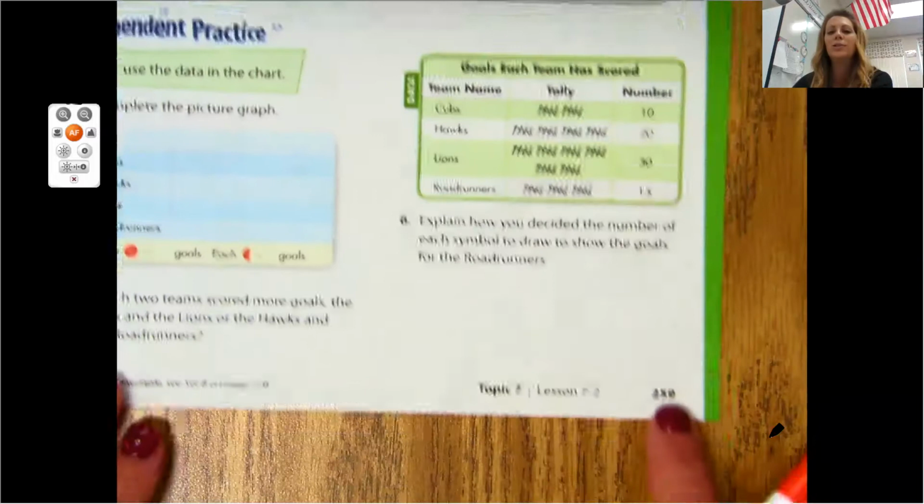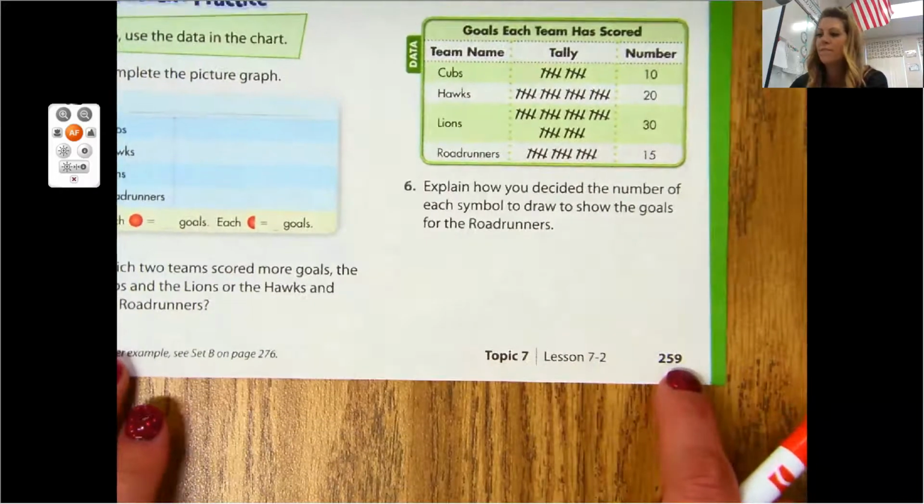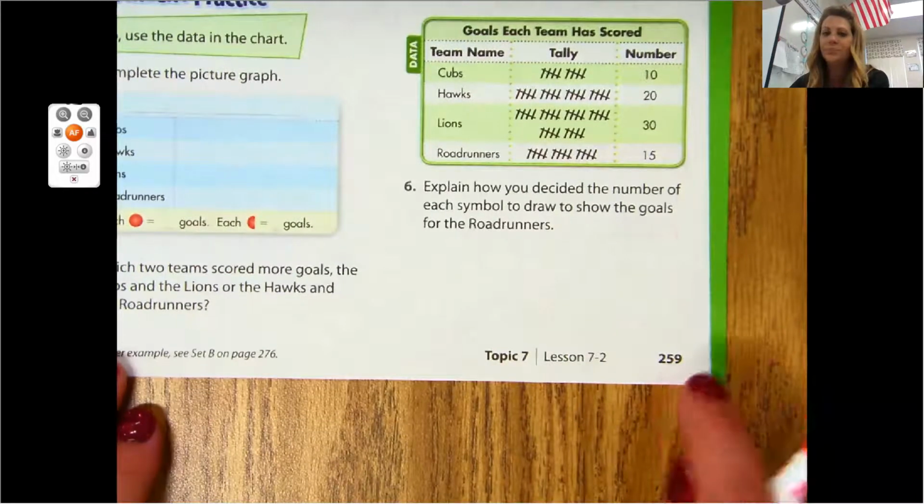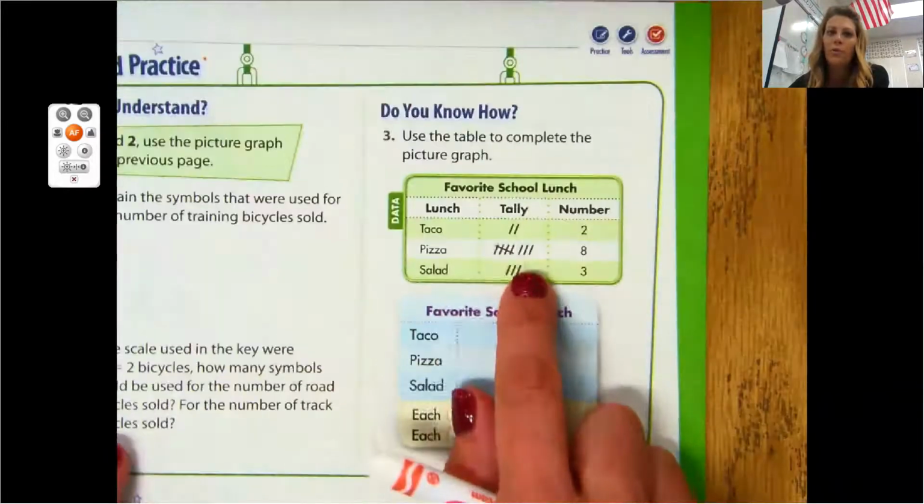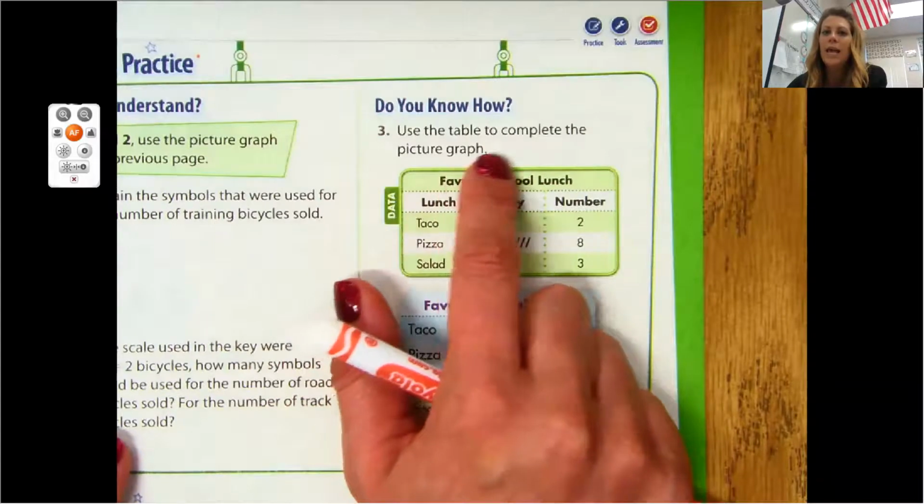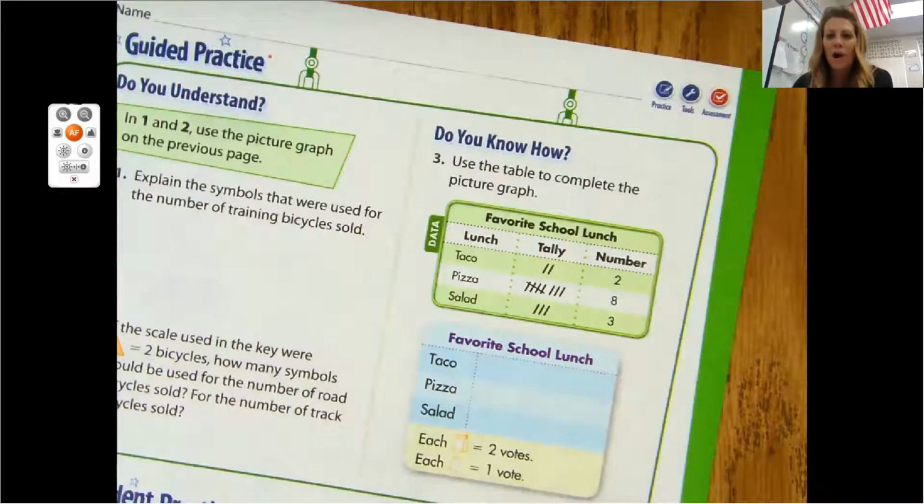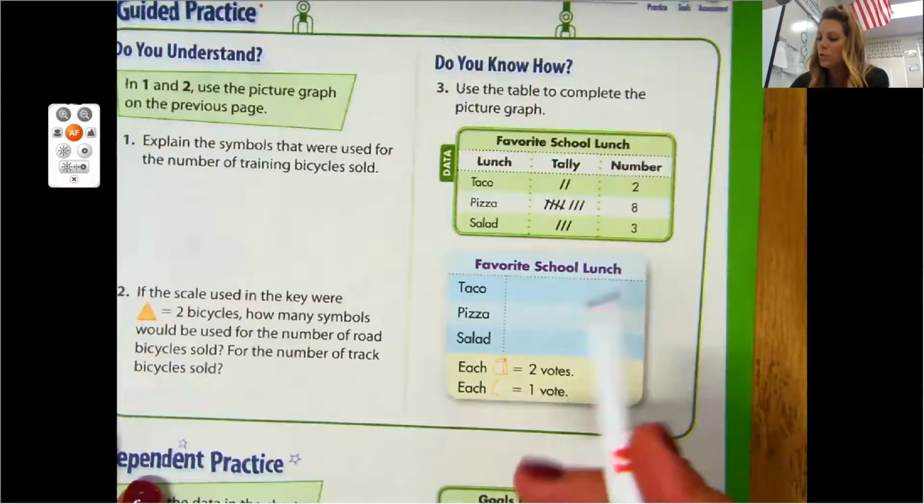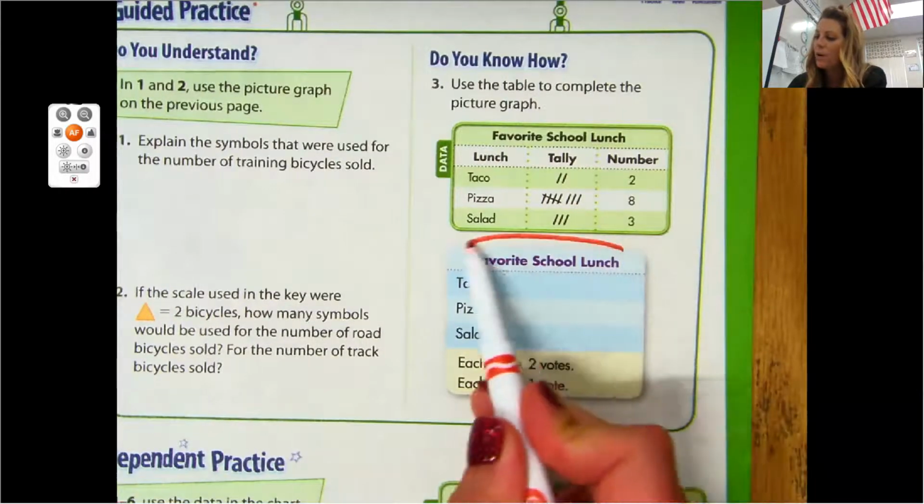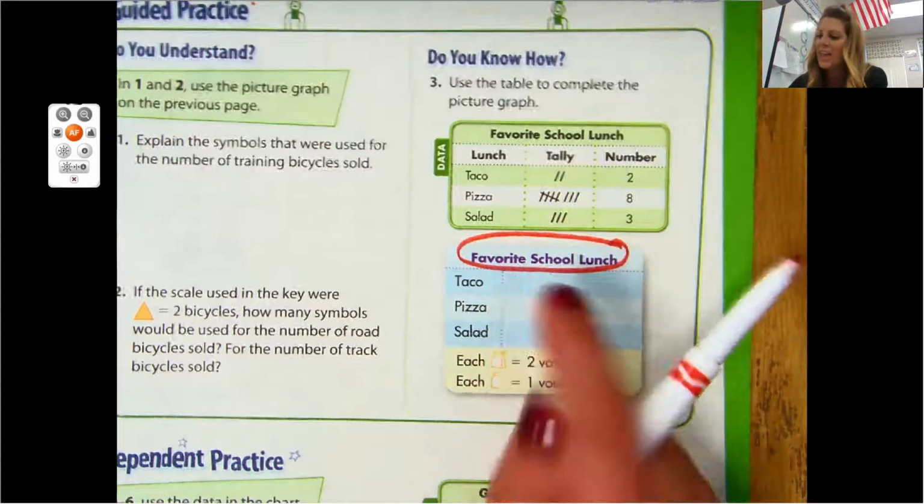And there we go. So I want you to go ahead and turn to page 259. 259. So let's go ahead and look at number 3. It wants us to use the table to complete the picture graph. And the first thing they always want us to do is to make sure that our picture graph has a title.